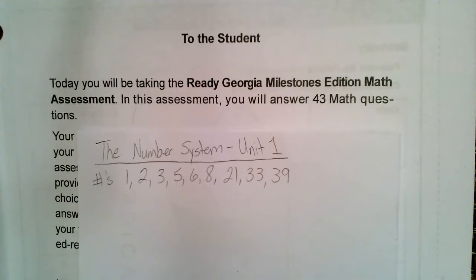This video is the Georgia Milestones Math Assessment Review. In this video, we're going to review the number system, which is Unit 1, and we will be doing these problems: numbers 1, 2, 3, 5, 6, 8, 21, 33, and 39. And those are the only problems that we will be doing in this video.